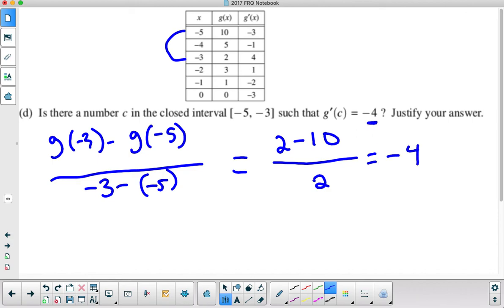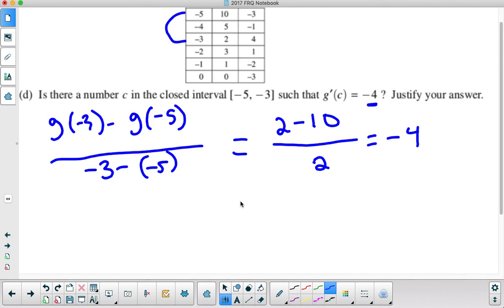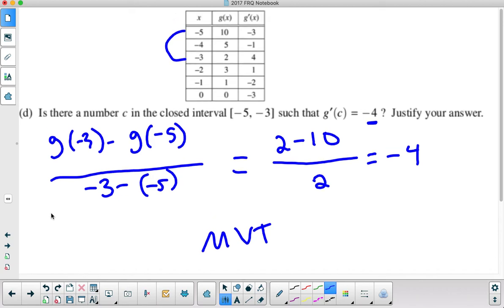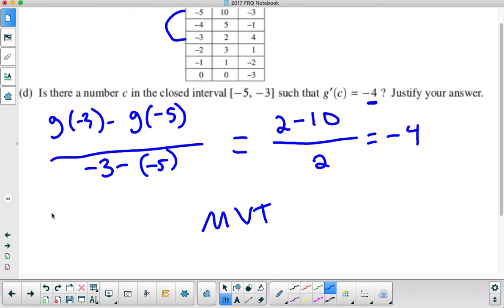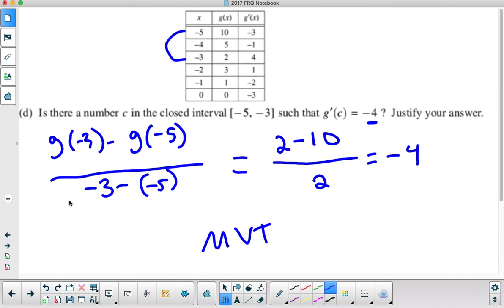Well, that's exactly what we were looking for. So if the average slope gives me the slope I'm looking for, then I know it's going to work. So how do I justify my answer? Well, another word for average is mean. So what I just did was use the mean value theorem. And that's pretty much all they were looking for there, that you showed the mean value theorem and justified by saying the words mean value theorem. I would not abbreviate it MVT. I would say, yes, there is a value c in the interval from negative 5 to 3 because the mean value theorem shows that it exists. Say something more than that, but that's kind of what you want to say for that problem.